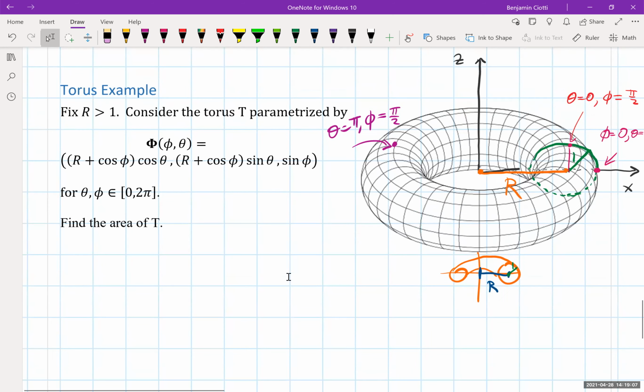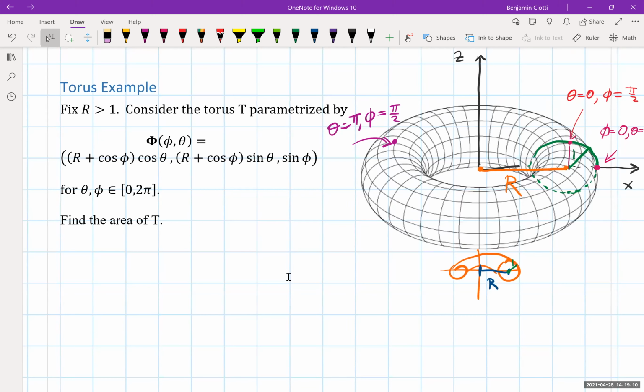So here's the problem with the torus. Here we have a torus with a big radius of capital R and a little radius of 1. And we want to compute its surface area. There's more than one way you could do it. One way would be to proceed directly using the first surface area formula where you compute T_u and T_v. And this one's kind of a pain if you do all the calculations.